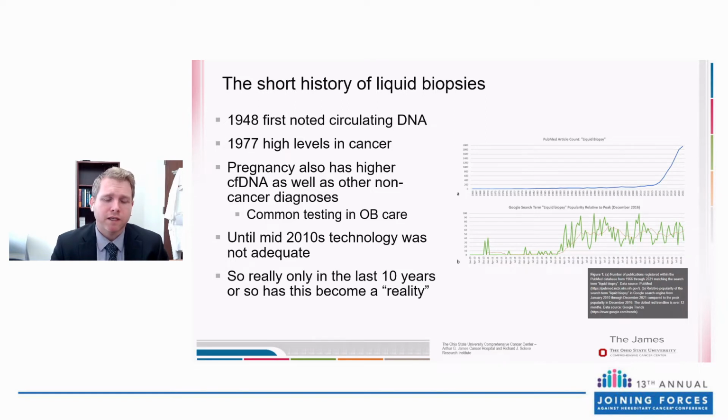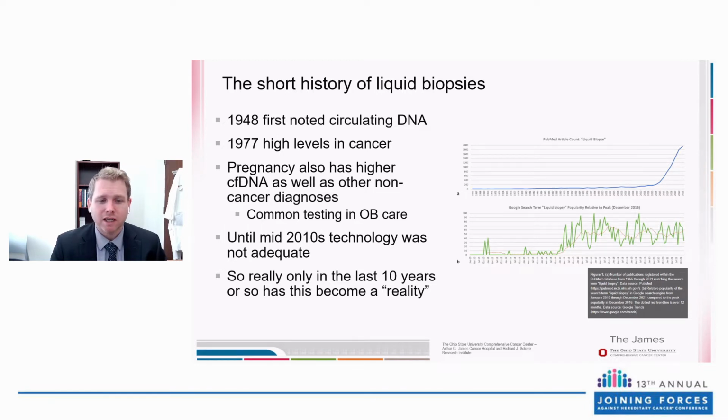In pregnancy, cell-free DNA is currently used quite commonly, actually, in screening for aneuploidies or chromosomal aberrations like Down syndrome. We can also see higher rates and applications for circulating DNA or cell-free DNA in non-cancer diagnoses, and so this extends beyond just the oncologic community. Until the mid-2010s or so, our technology was just not adequate to make this clinically applicable for the patients that we're taking care of.